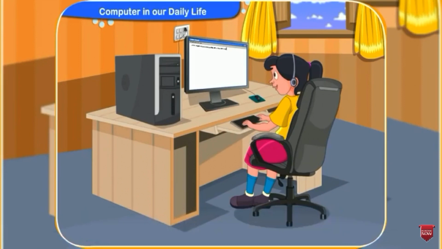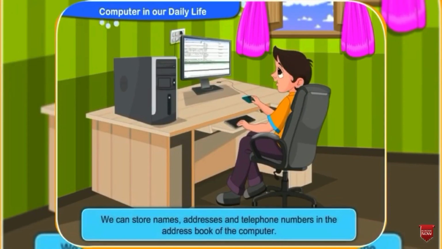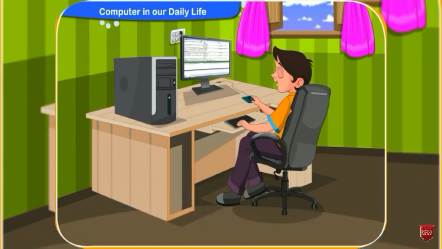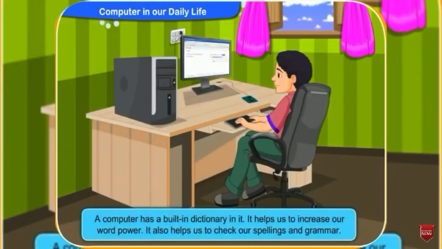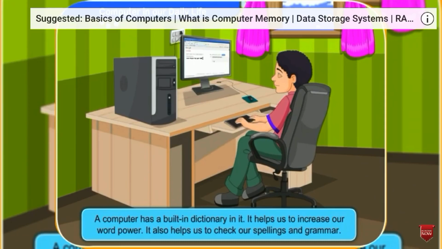Why do we need to store things in a computer, Clico? We store names, addresses, and telephone numbers in the address book of the computer so that we do not forget them. Do you know, Rennie, that a computer has a built-in dictionary in it? It helps us to increase our word power. It also helps us to check our spellings and grammar.